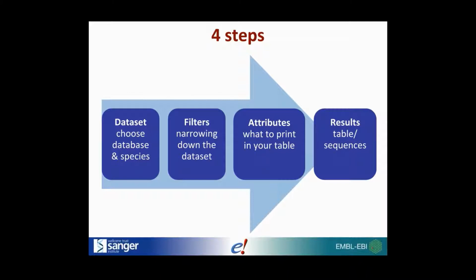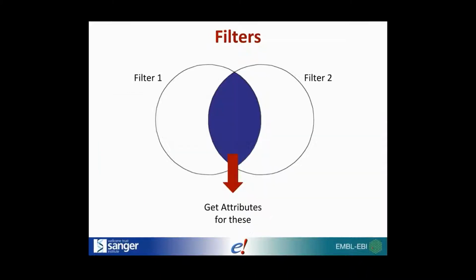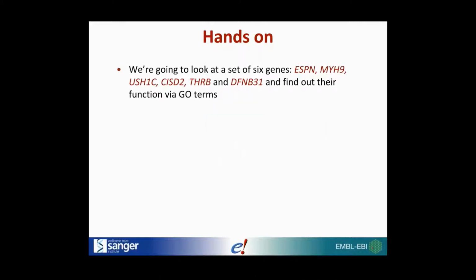These are the things that you want to print into your table, all of the bits of information that you want to have about the genes that you filtered down to. And then lastly, you get these data, these things that you want to print, you get them in your table or as sequences. So filters, just to go over, filters are additive, so when you do more than one filter, you'll get everything that's within both of the filters.